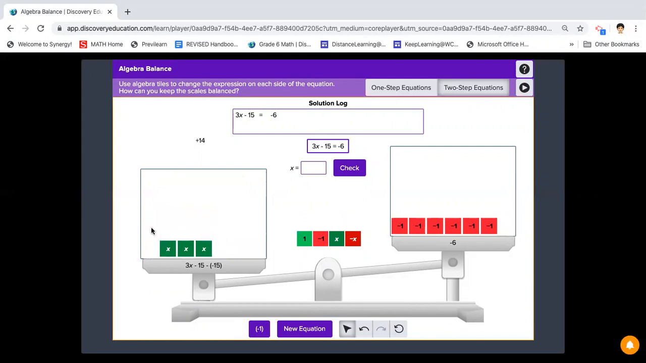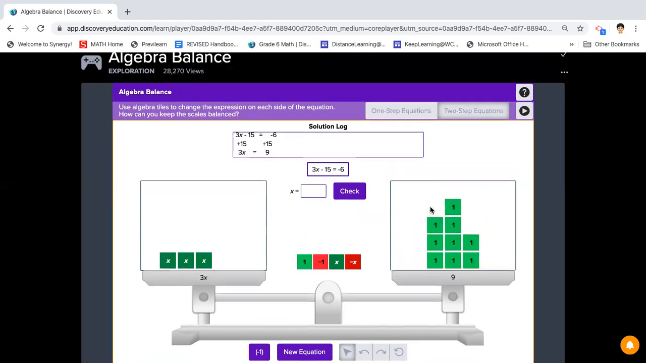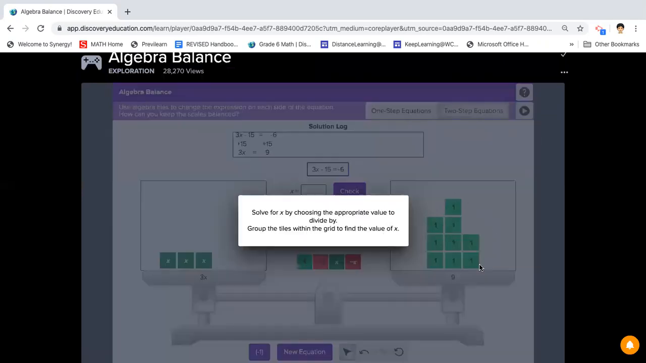Notice that I only have 3 x's on the left scale balance. I need to do the same thing on the right to keep my balance scale equal. Because I subtracted 15, I will also need to add 15 to the right side. Notice that the 5 red blocks that are left will disappear, but I also will be left with 9 positive green blocks.